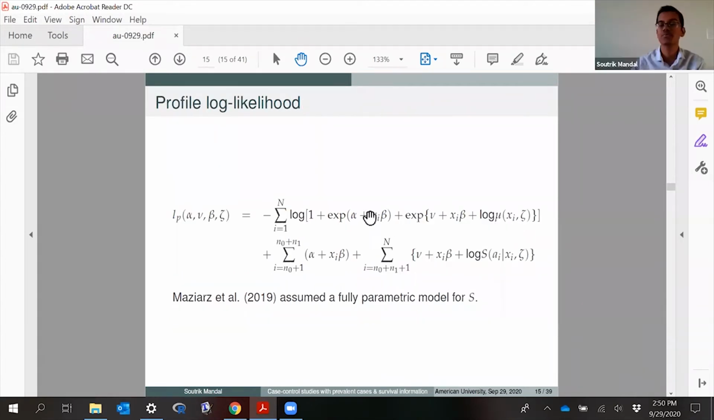So once F0 is profiled out of the likelihood, this is what we are left with. We have the profile log likelihood with the remaining parameters alpha, beta, nu, and zeta. But our main interest is in the beta parameter. And Maziers assumed a fully parametric model for S, which is what we are trying to relax.